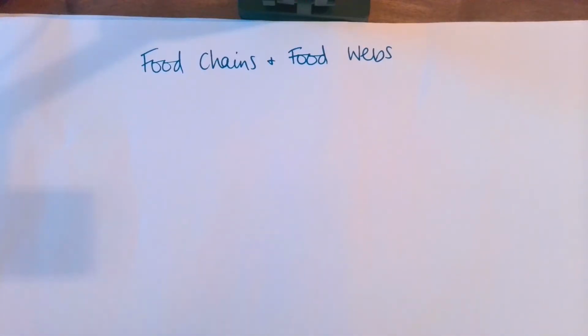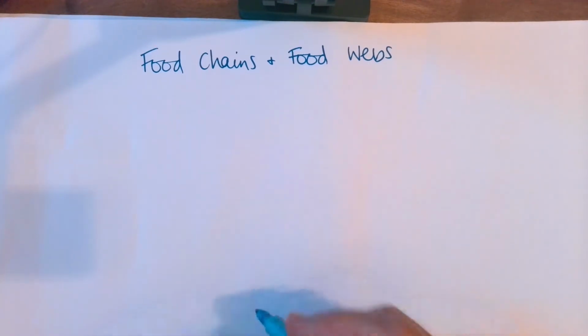Okay, so today we're going to have a look at food chains and food webs, and hopefully this will help you with this lesson. We're going to start with food chains because it's the simpler of the two, and then we'll go on to food webs, and we're going to have a look at food chains in a woodland.